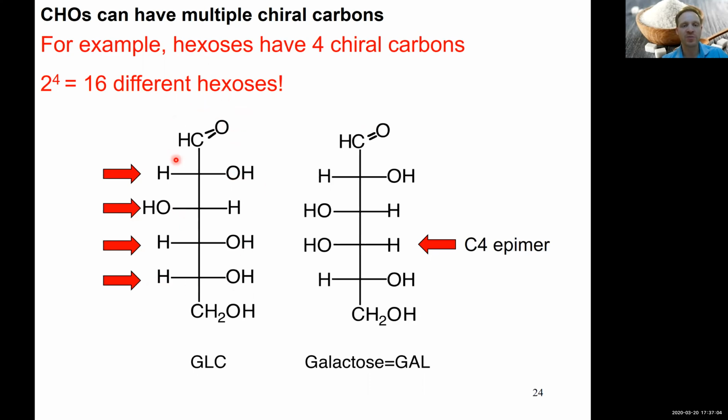So you have your aldehyde group and then your polyhydroxy side chain. I like to remember glucose just by remembering the hydroxy groups. So it's right, left, right, right. That's sort of a good way to remember it.